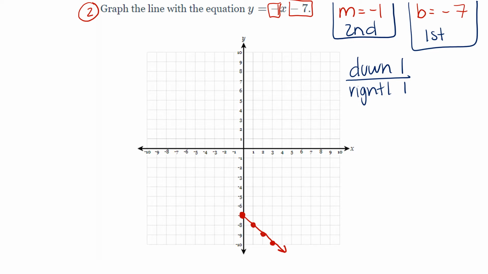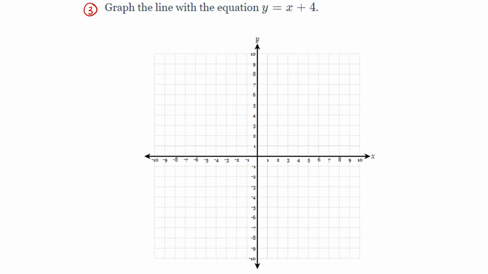We want to continue that pattern going the opposite direction, so that way our line extends all the way across the graph. So going back to negative 7, we go up 1 and over 1. Up 1, over 1. Up 1, over 1. We keep doing this pattern of up 1 and over 1 all the way across the graph, so that way we can reach both edges. And once you reach the edge, you can go ahead and connect your dots. And now your line extends all the way across the graph.